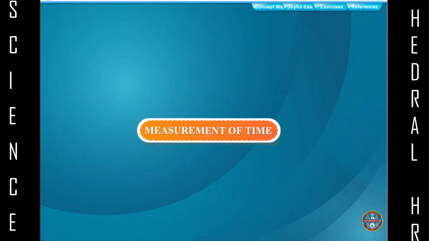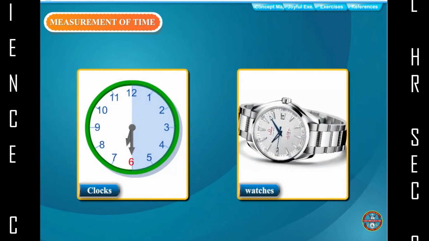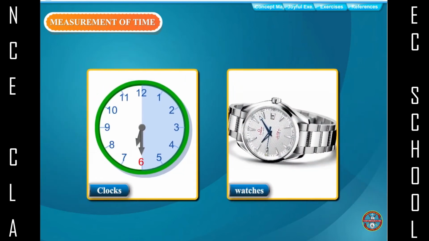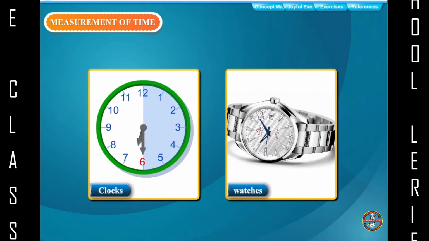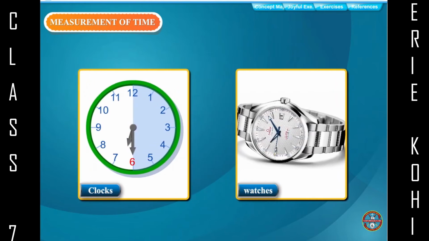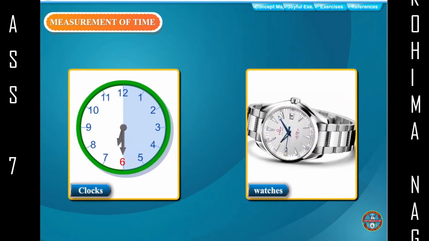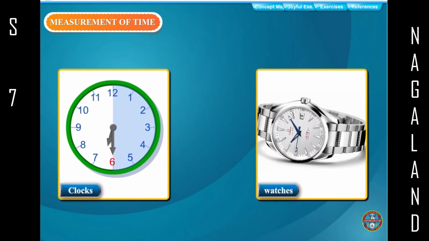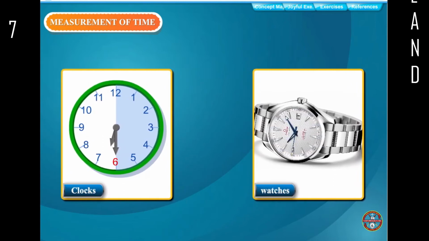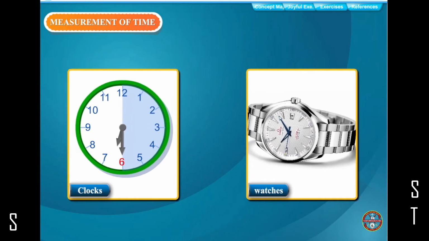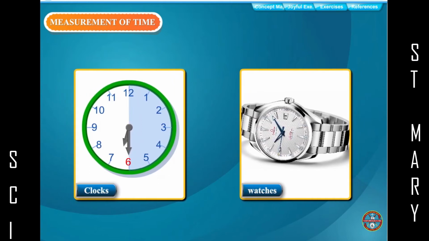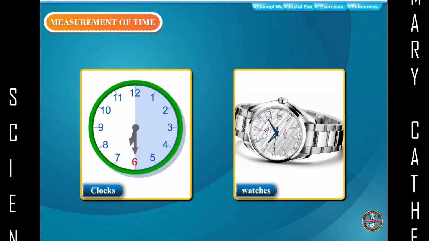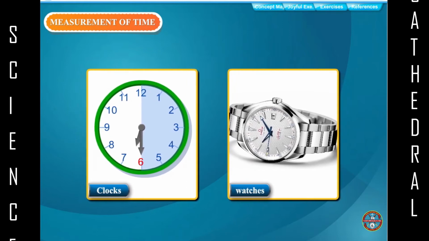Measurement of time. Clocks and watches are the most common time measuring devices used by us. The working of clocks and watches is rather complex, but all of them use the principle of periodic motion for measuring time. A motion which repeats itself at regular intervals of time is called periodic motion.